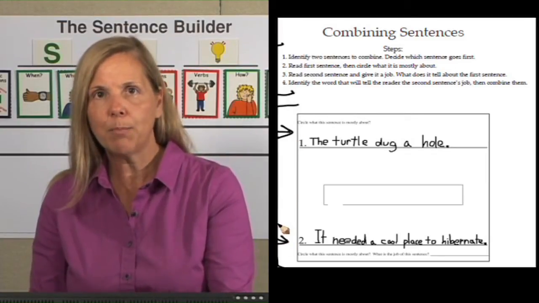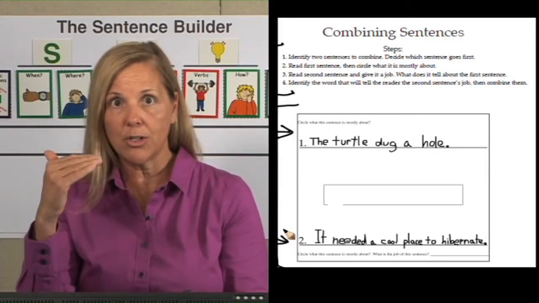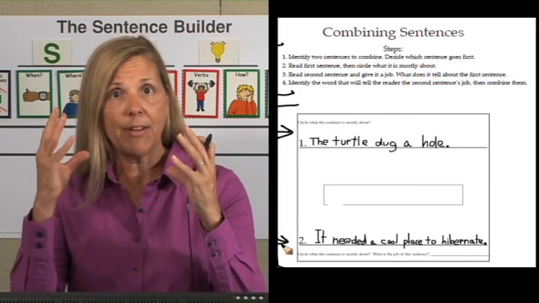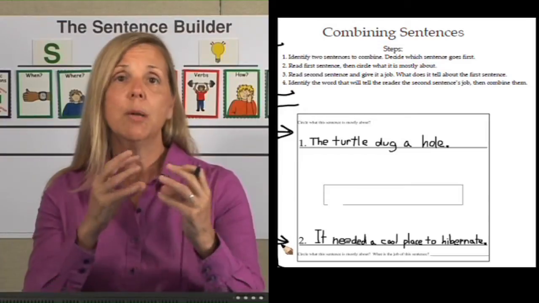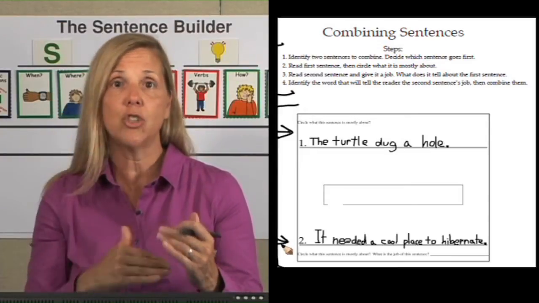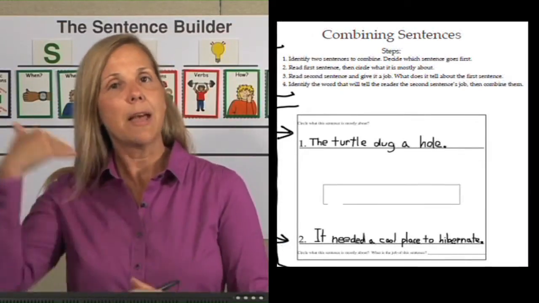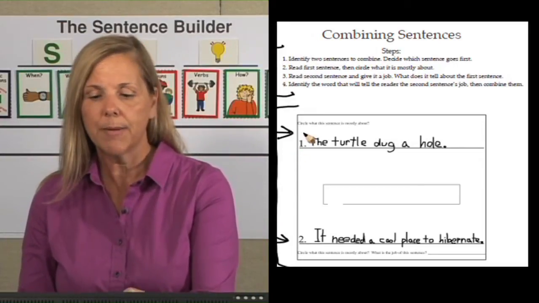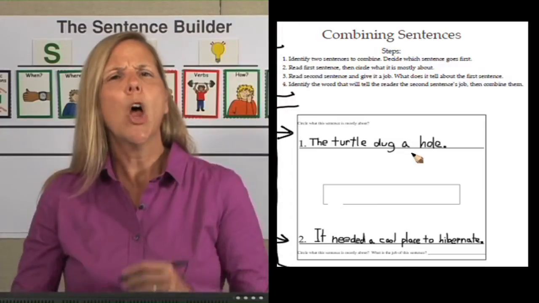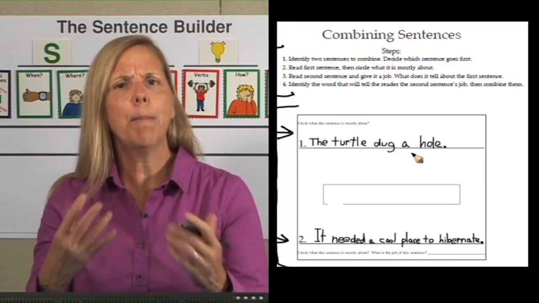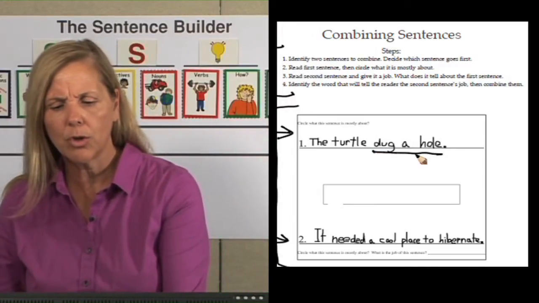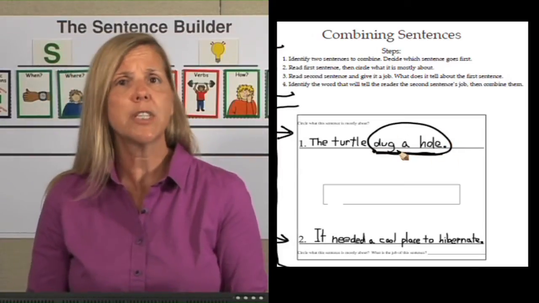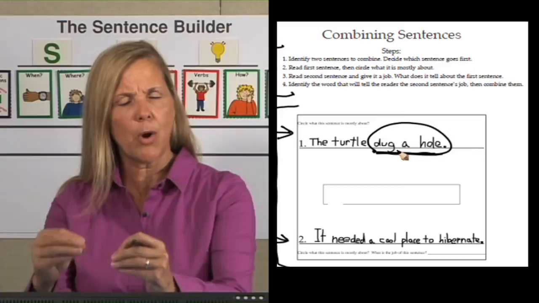This sheet is temporary. Eventually, you're just going to do this in your head. But this is so that students can learn the steps and have those steps mastered before they actually apply it in their head to their own writing. The next step in this metacognitive activity is to read that first sentence. The turtle dug a hole. What is this sentence about? It's about the turtle digging that hole. All right, so let's circle that part of the sentence. We know that's the meaning part of our sentence.